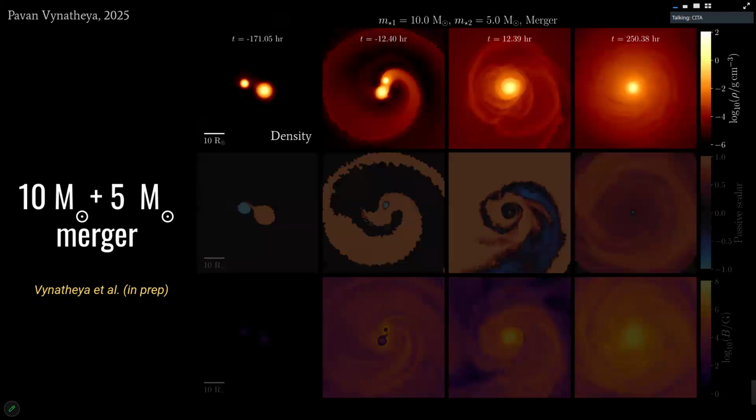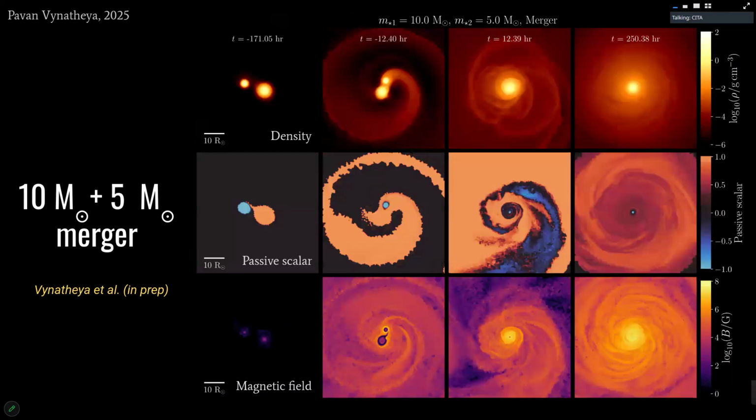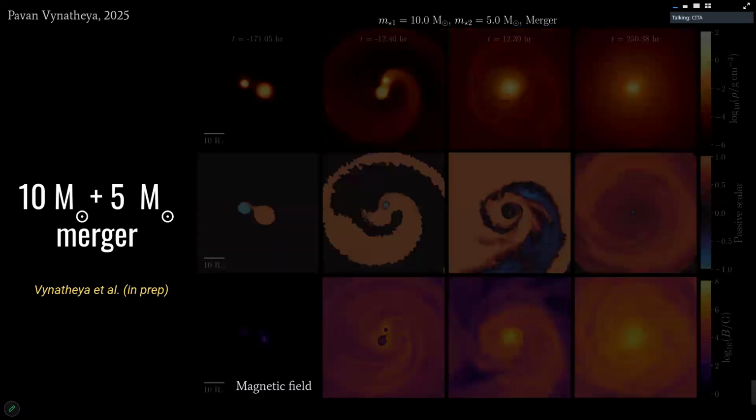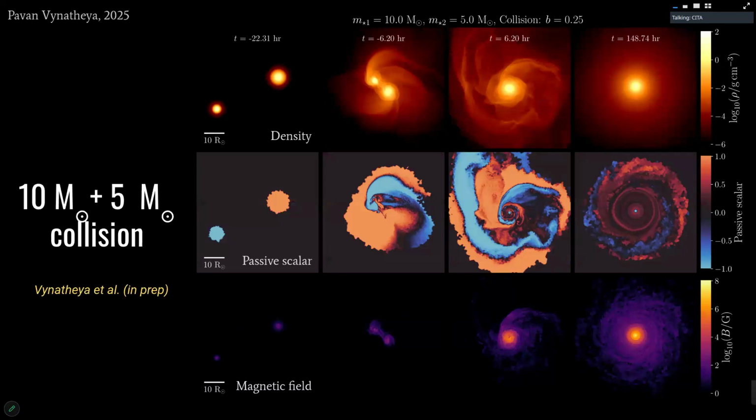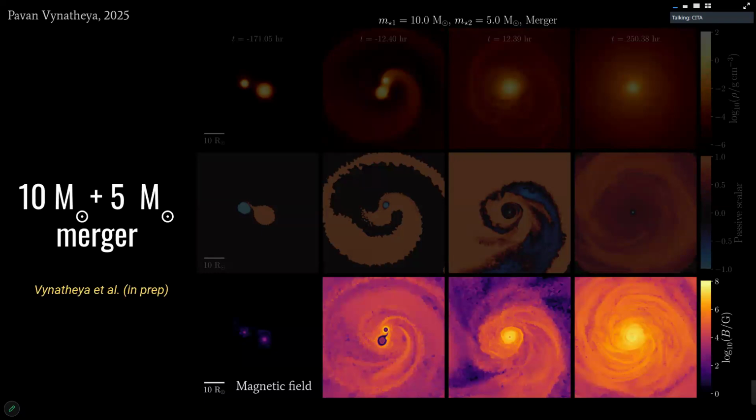Same with the merger, the density, the passive scalar, and the magnetic field. And here you see something different from before. The magnetic field scales were the same as the previous case, as in the collision. But here, I'll just show that again. So the scale is the same. So you can see that the amplification is much more.